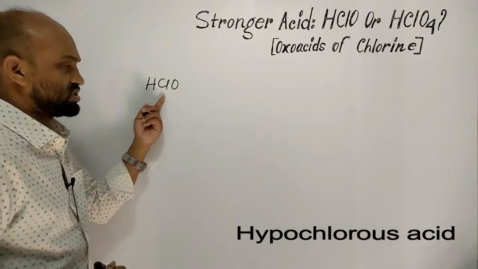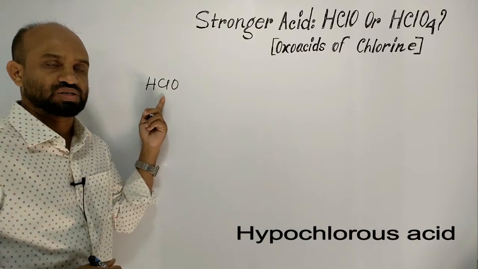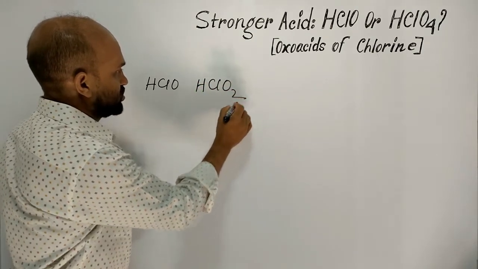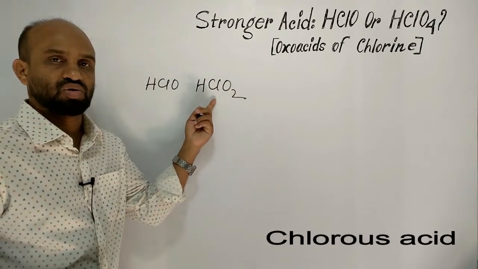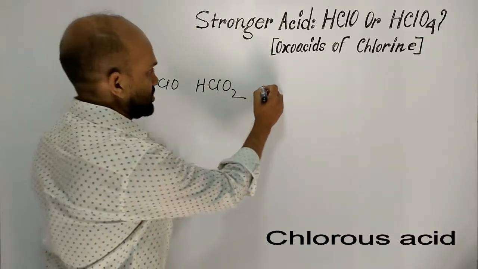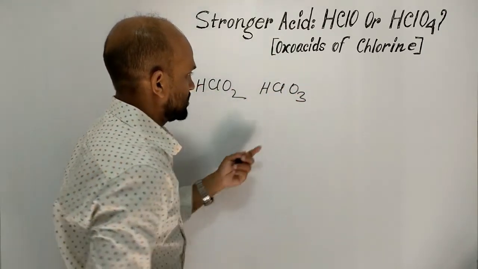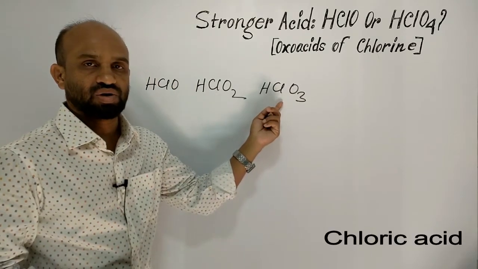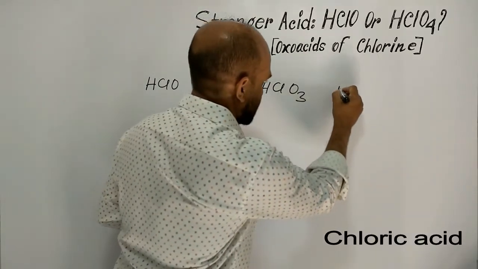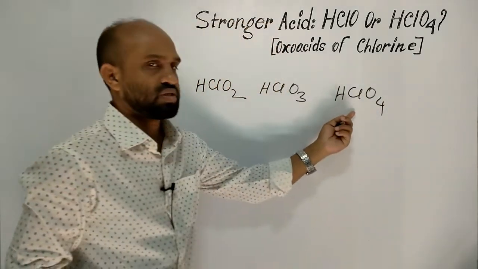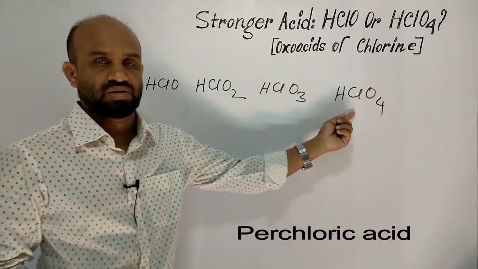HClO, its name is hypochlorous acid. Then HClO₂, this is chlorous acid. Then HClO₃, this is chloric acid. And finally HClO₄, this is perchloric acid.